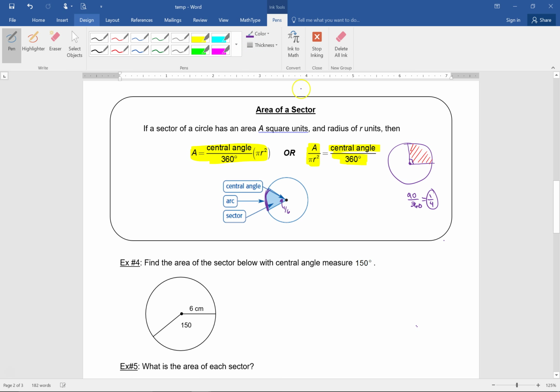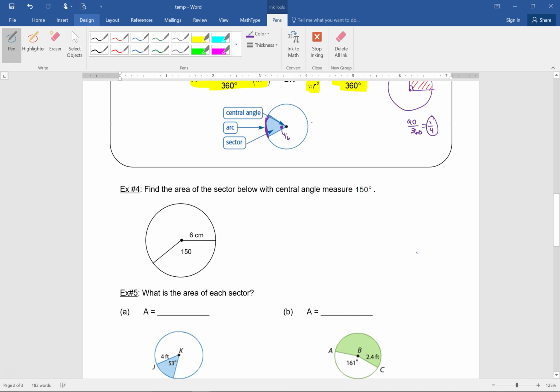So it's proportions. All right, so here we want to find the area of a sector with a central angle measure of 150 degrees. So we want to find this area here. Well, that area is the same as the angle over 360 times pi r squared. What does that mean? Look at this one.